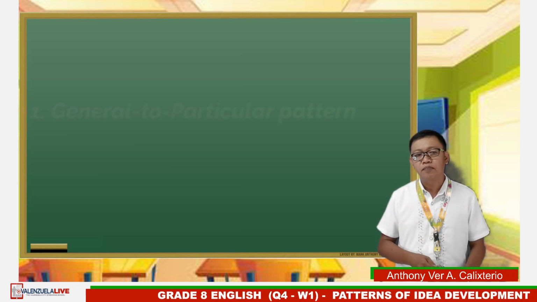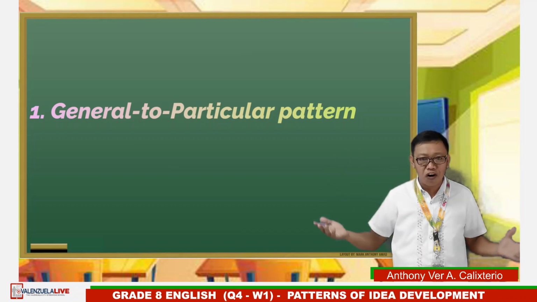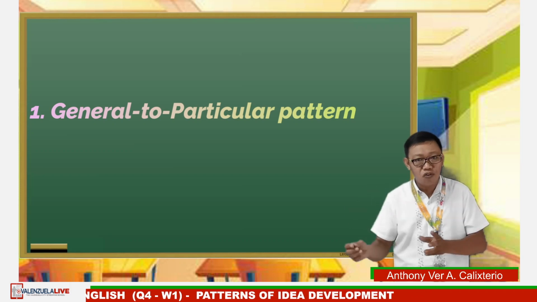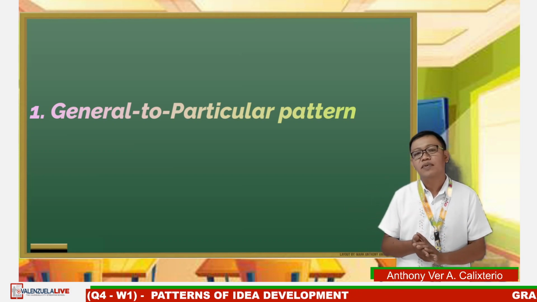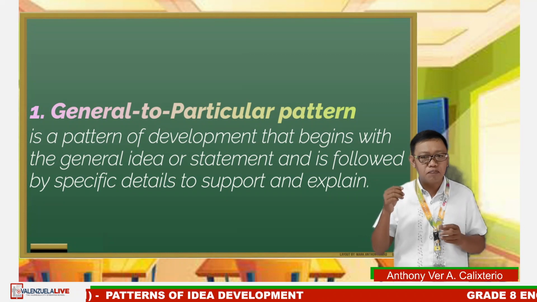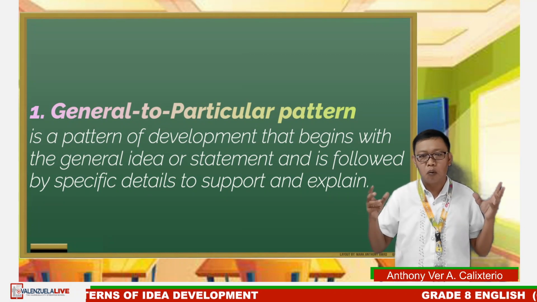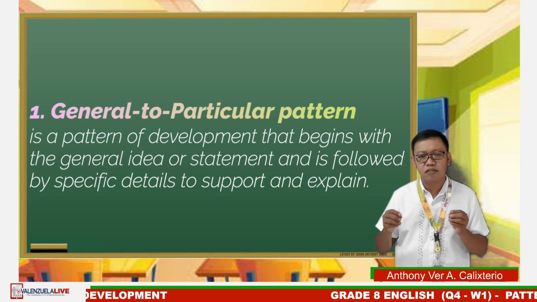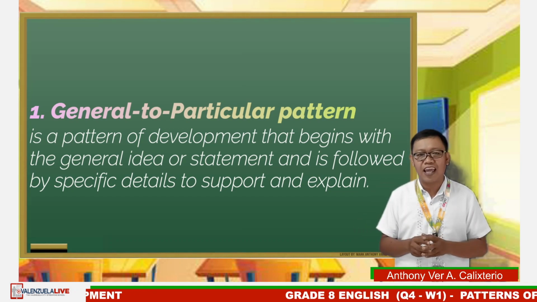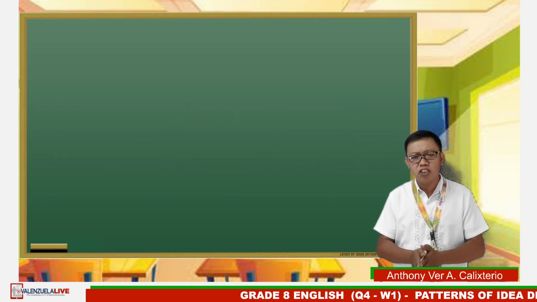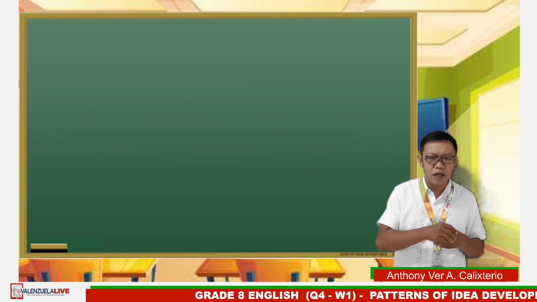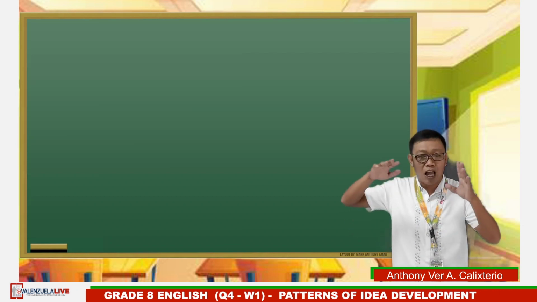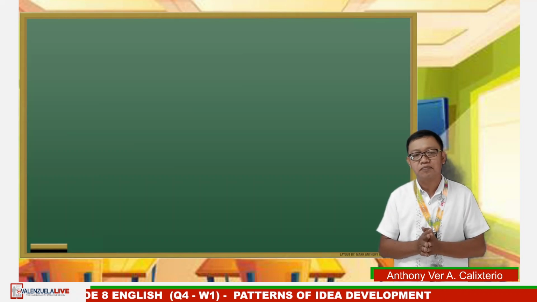The first pattern, the general to particular pattern. This is also known as from macro idea down to micro idea. It is a pattern of development that begins with the general statement and is followed by specific details, the micro ideas, to support and explain. The details may get more specific as the development continues. The pattern ends with a general statement that summarizes all the details.